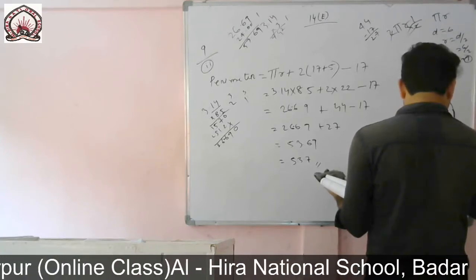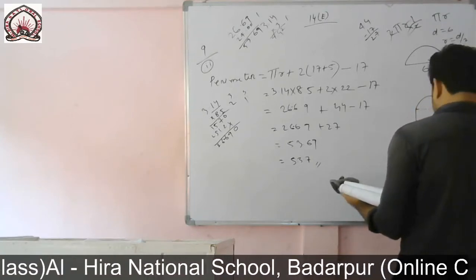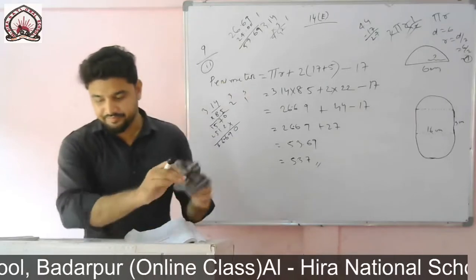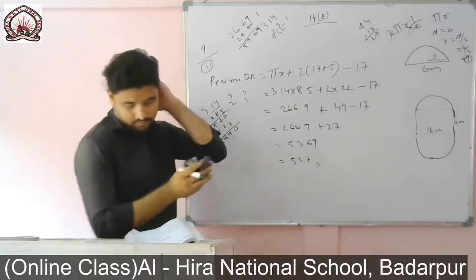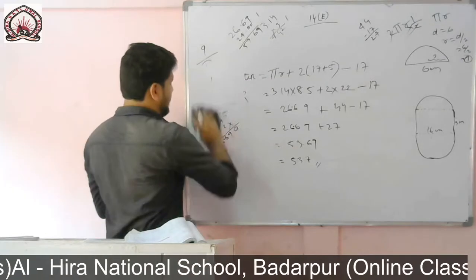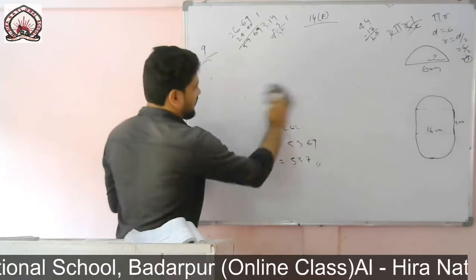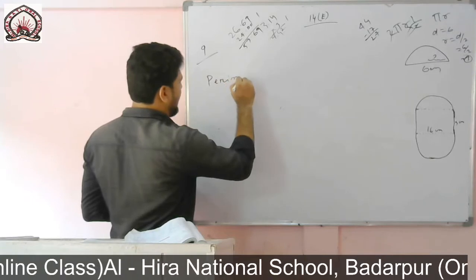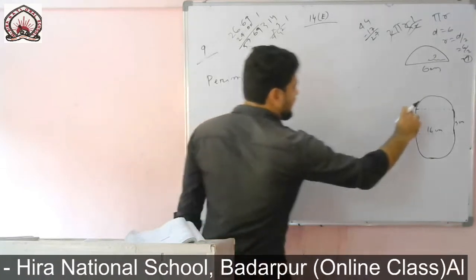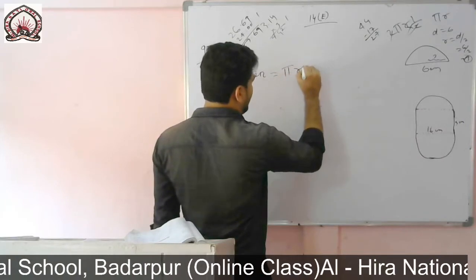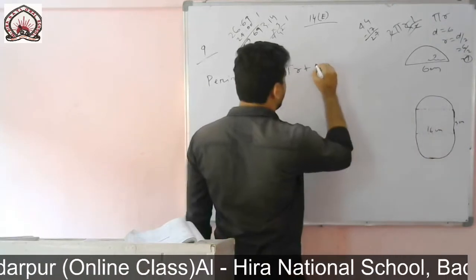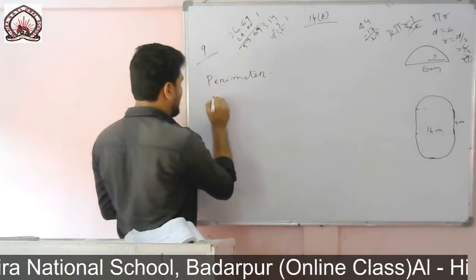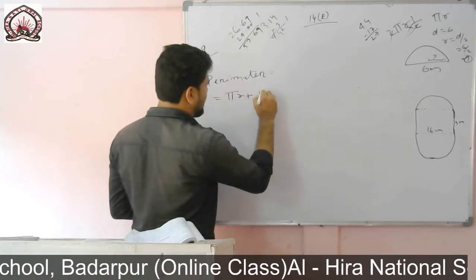16 centimeter and 3 centimeter. Here in this case we can see perimeter equals, for this one you can write pi r, plus for this one also you can write pi r. Right here, pi r plus pi r.